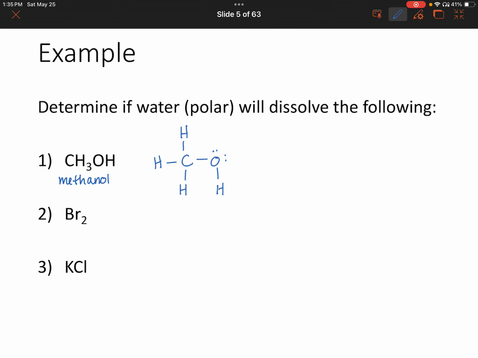So we know that oxygen is very electronegative, and it's more electronegative than carbon and hydrogen. So we're actually going to see electrons moving up towards oxygen, and we're going to get an overall dipole moment kind of through that oxygen. So this is definitely a polar molecule. So we can say that water will dissolve that molecule.